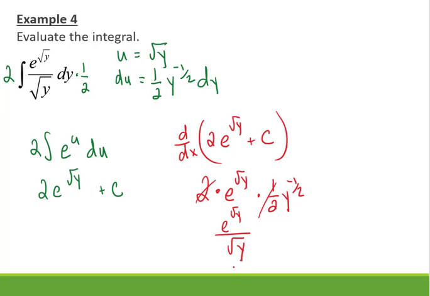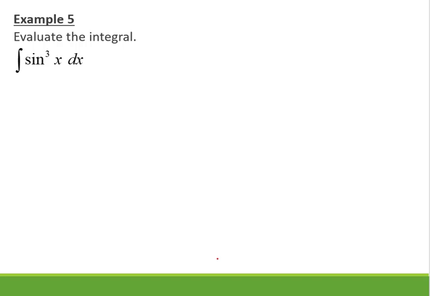Sometimes you really have to do a whole lot of fun manipulations. So for this example, you actually have to split this up into sine squared x times the sine of x. Don't forget about your dx. Now sine squared is 1 minus cosine squared. Ooh, I don't like how I wrote that because I forgot my x.